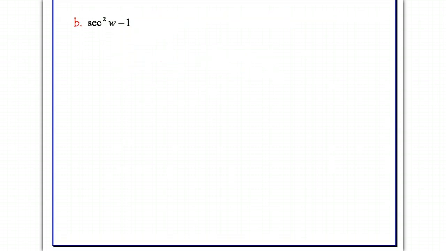A couple more problems. Secant squared minus 1. Whenever you see those squares, one thing you got to think of is, what about the Pythagorean identities? And one of our Pythagorean identities is tangent squared plus 1 is secant squared. And maybe as soon as I write that, you say, oh, that's obvious. I can see this identity right here.